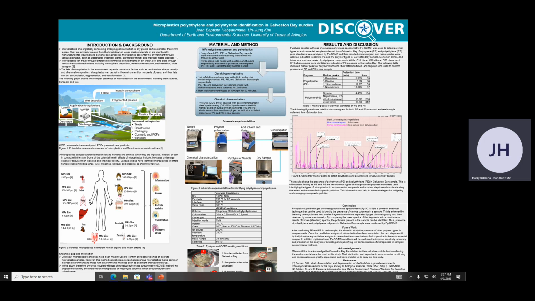Microplastics are persistent and they can travel through different environmental compartments through various transport mechanisms, including atmospheric deposition, waterborne sedimentation, and biota transport.